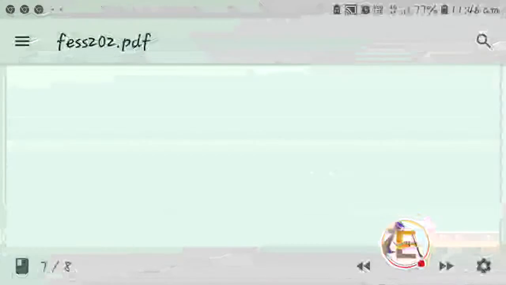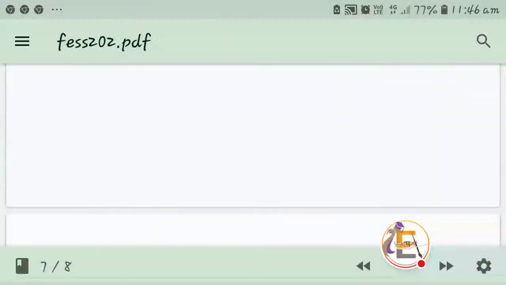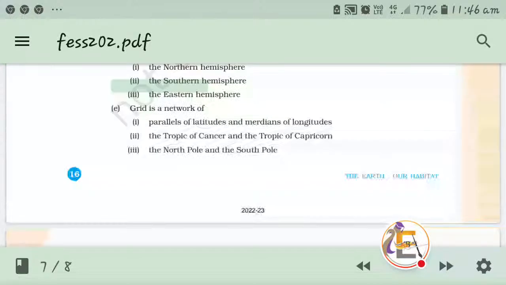E. Grid is a network of: parallels of latitudes and meridians of longitudes, the Tropic of Cancer and the Tropic of Capricorn, the North Pole and the South Pole.